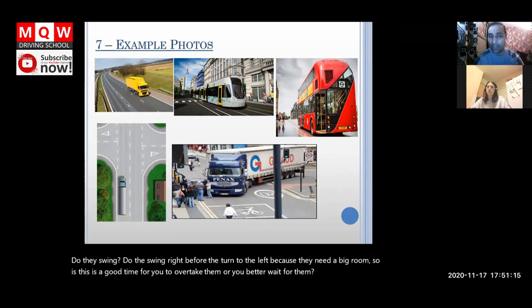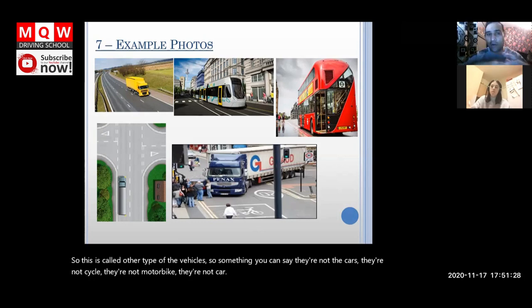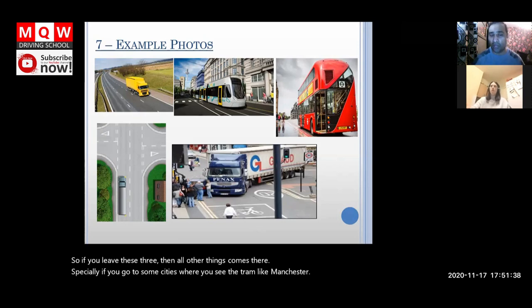Yeah. So this is called other types of vehicles. Something you can say, they are not the cars. They are not cycles. They are not motorbikes. If you leave these three, then all other things come there. Especially if you go to some cities where you see the tram, like Manchester or Scotland, Edinburgh, these kinds of cities, you go and you see something different, which you don't see in your city.